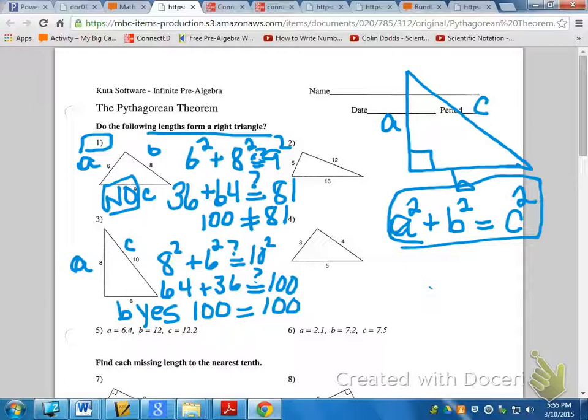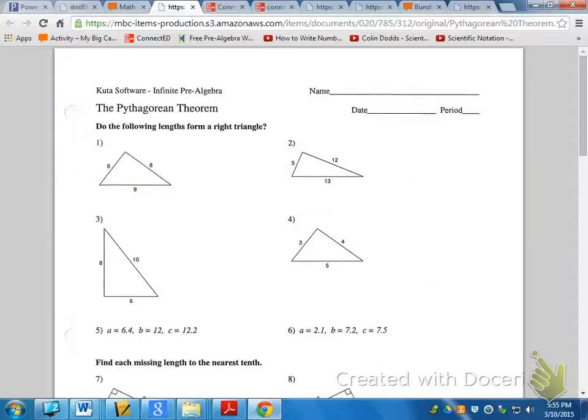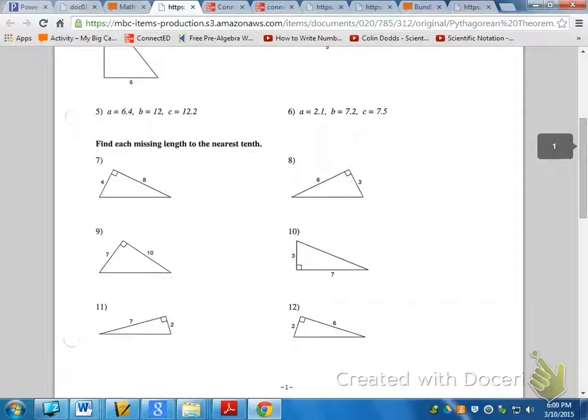All right, we are now going to look at one of the problems that's more typical for the Pythagorean theorem, and that would involve finding the length of a missing side. So let's look at number 7. Number 7 lists the right angle right here, so opposite that right angle, this would be C. So I know we are looking for the hypotenuse. Remember, 4 and 8 could be A and B. You can interchange those. It doesn't really matter.